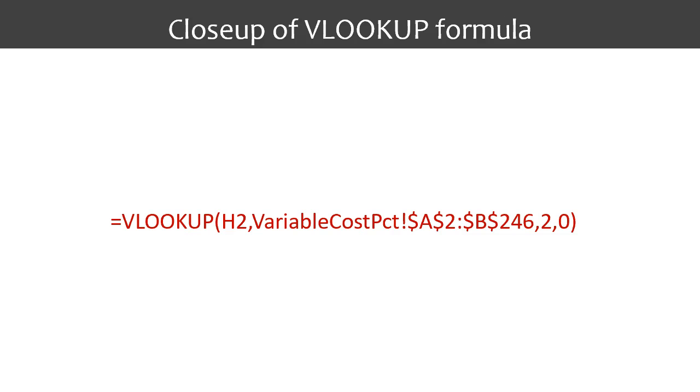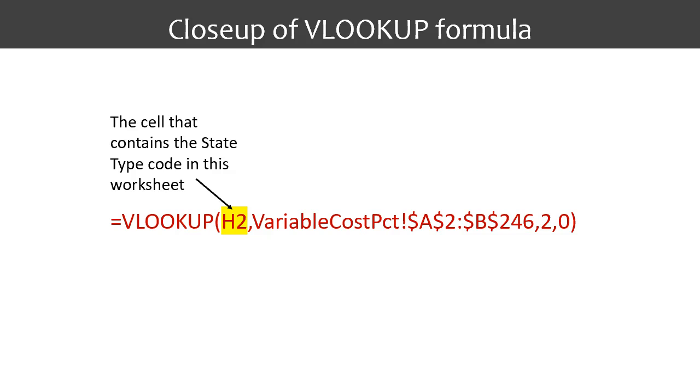Let's look at that VLOOKUP formula that we just typed into cell I2 so that you can edit appropriately for your own use. After typing in =VLOOKUP, the first term is the cell that contains the state type code in this worksheet, which is cell H2. This cell contains the cell address for the information in the worksheet that you are currently looking up, the cell that has the data that you need to look up in another location. In this case, cell H2 contains the state type field for row 2.